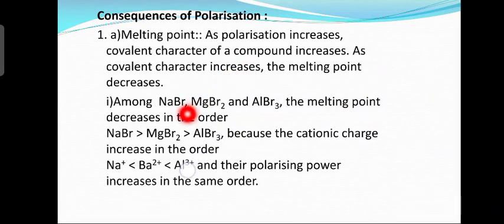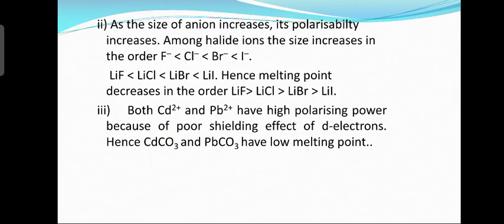Among sodium bromide, magnesium bromide and aluminum bromide, melting point decreases in the order: sodium bromide has the highest melting point, then magnesium bromide, and aluminum bromide the least. More covalent character is exhibited by aluminum bromide, because the cation charge increases in the order sodium, magnesium and aluminum, and the polarizing power increases in the same order. Next slide.